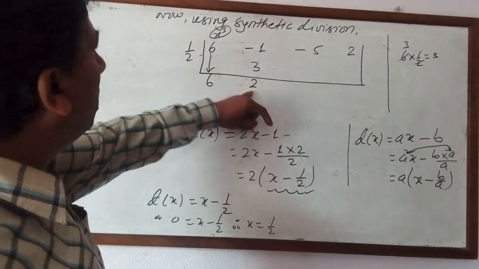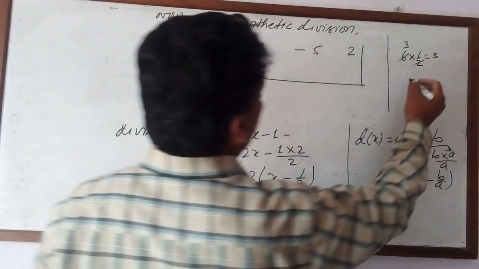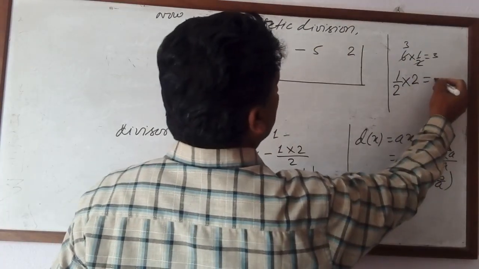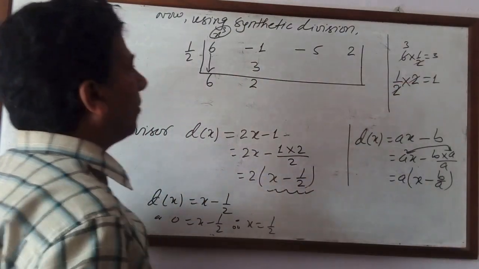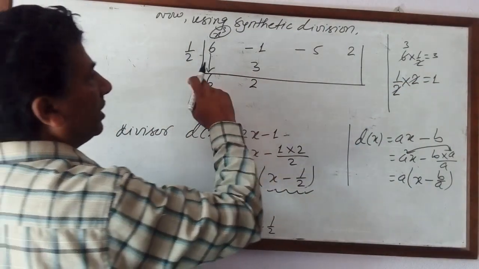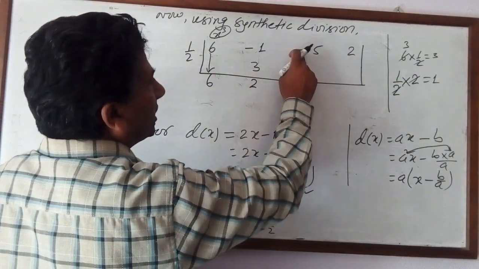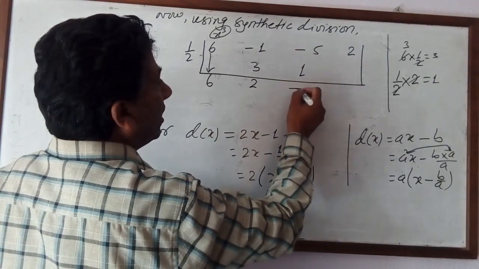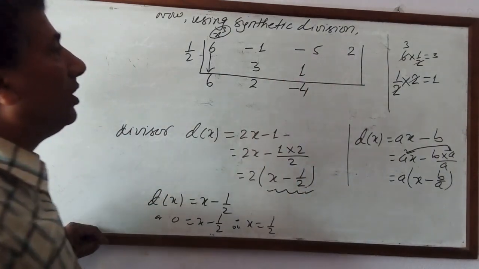Again multiply this 2 by this 1 by 2. 1 by 2 times 2 gives 1. Minus 5 plus 1, after simplification, it will be minus 4.